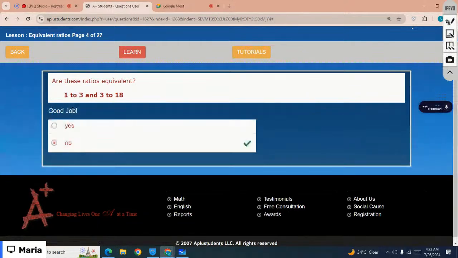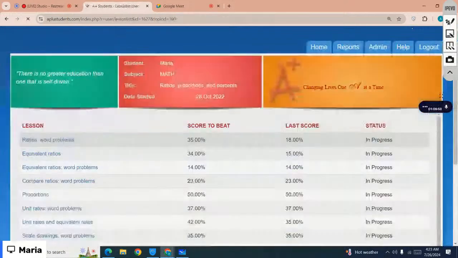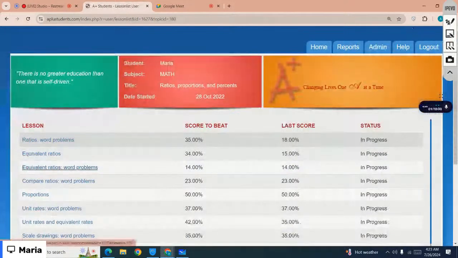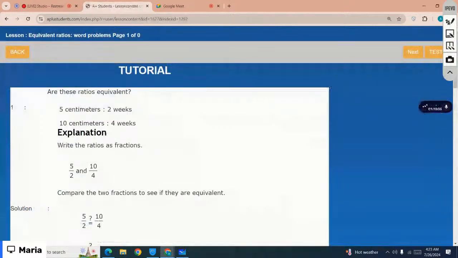Okay, you can complete the lesson by yourself later today. Let me move on to the next lesson. The next one is equivalent ratios word problems. Let's just start with the lesson. Shows equivalent: 5 centimeters to 2 weeks and 10 centimeters to 4 weeks. So you have to do exactly the same thing, right? Just see if they are equivalent.